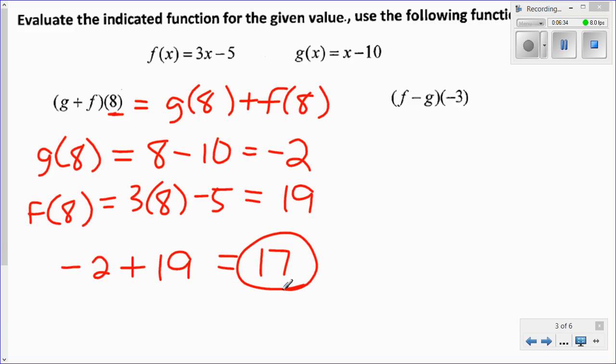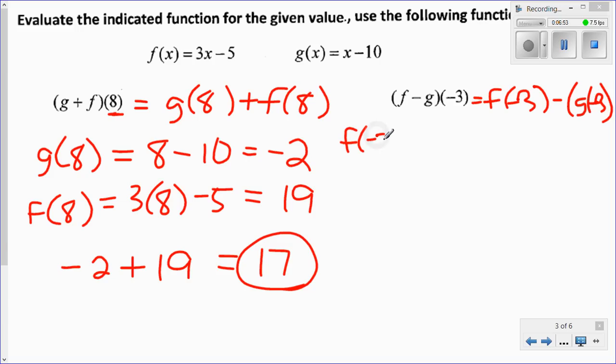Okay, same idea over here. We have f minus g of negative 3. That is the same as f of negative 3 minus g of negative 3. My negatives aren't showing up. Okay, so let's find each of these first.